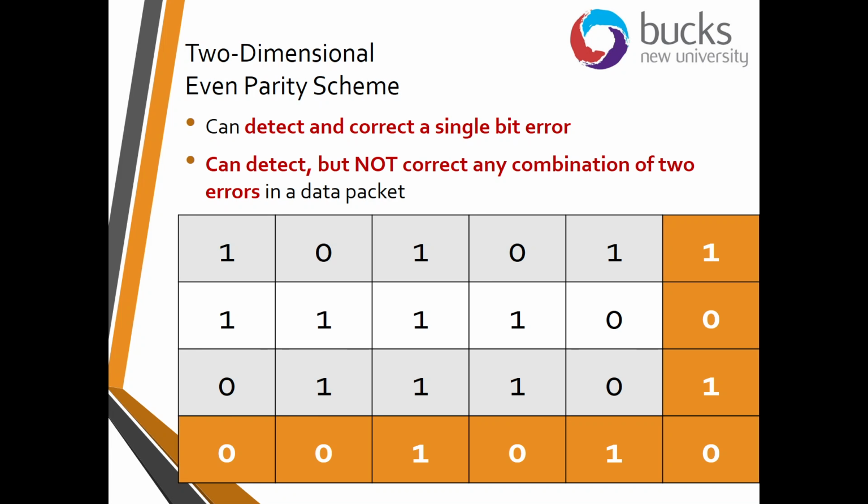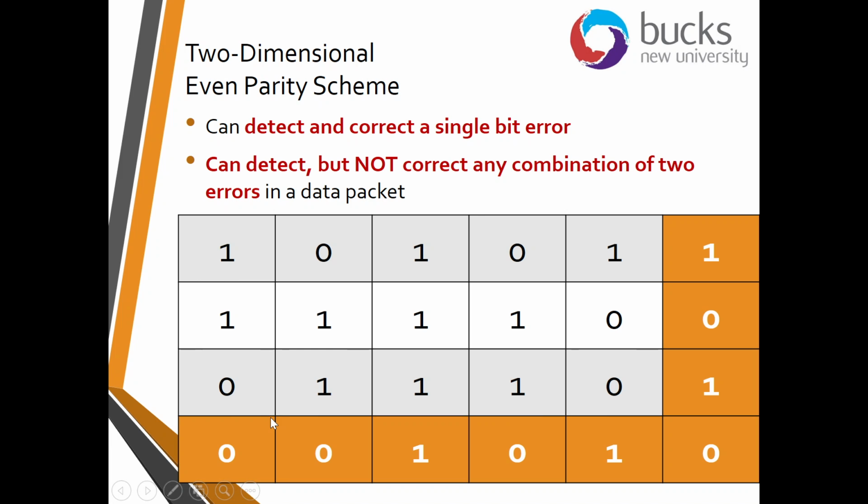So this introduces the idea of the two-dimensional even parity scheme. This particular scheme can detect and correct a single bit error. It can detect but not correct any combination of two errors in a data packet. So the way this works is that it takes the data. Now the data here is shown in the grey squares, and the parity bits are shown in orange here.